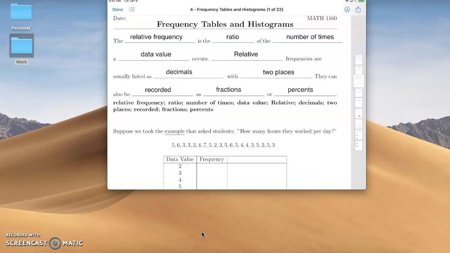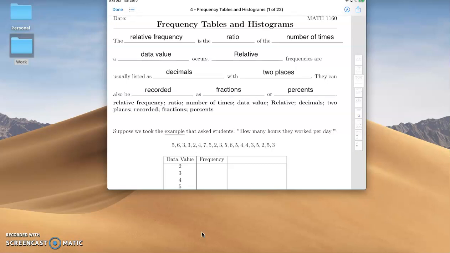The relative frequency is the ratio of the number of times a data value occurs. Relative frequencies are usually listed as decimals with 2 places. They can also be recorded as fractions or percents. Now, just really quick aside, just in the professional world of statistics, you often would not see fractions or percents. Typically, you would see it as decimals.